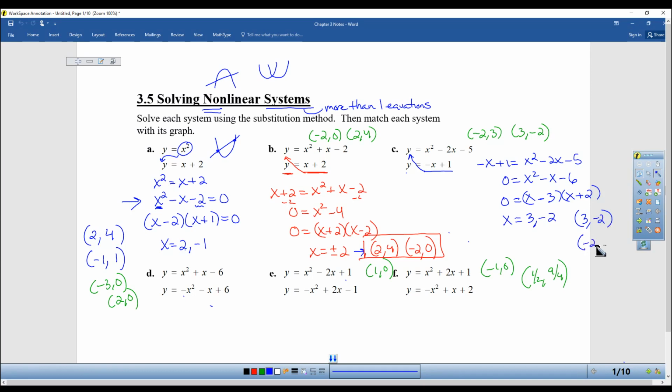And negative 2, okay, so this would mean the opposite of negative 2, which would actually give me positive 2 plus 1, which would be 3.